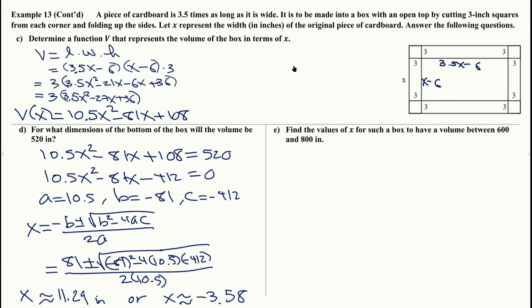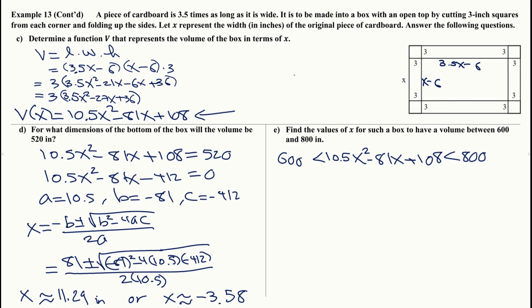All right, finally, find the values of X for such a box to have a volume between 600 and 800 inches. All right, so basically this is the scenario, right? We want to solve this particular inequality. So here's the volume formula right there, right? So we want 10.5 x squared minus 81x plus 108 to be between 600 and 800, like that. You see? So there are two inequalities we need to solve.